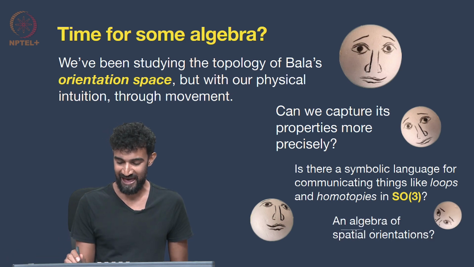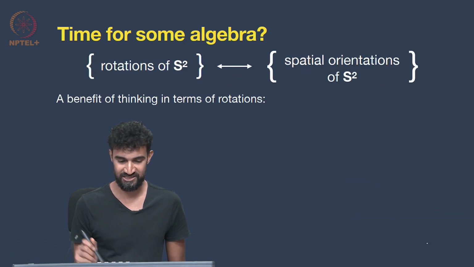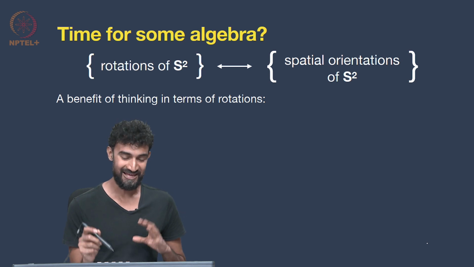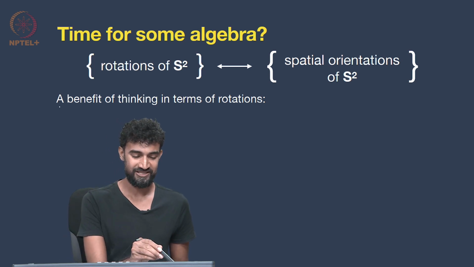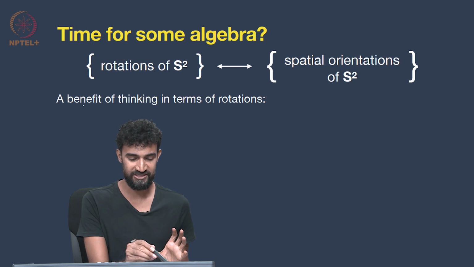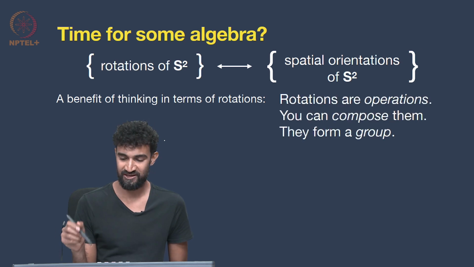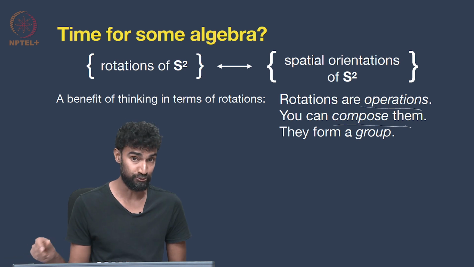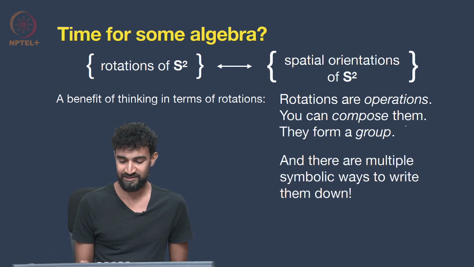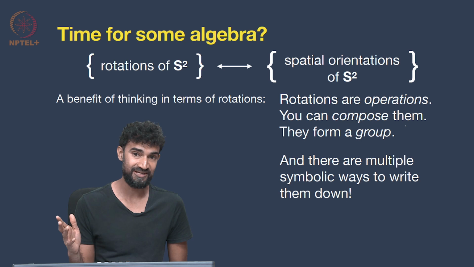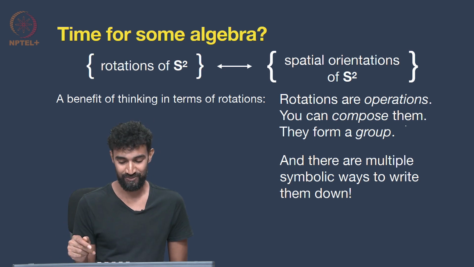In other words, some kind of algebra of spatial orientations. And the answer is that yes, there is. So for this, we're going to really need to make use of this idea of rotations. There's a bunch of benefits to thinking in terms of rotations. First of all, they're operations. You can compose them and they form a group. And there's multiple existing symbolic ways to write them down.